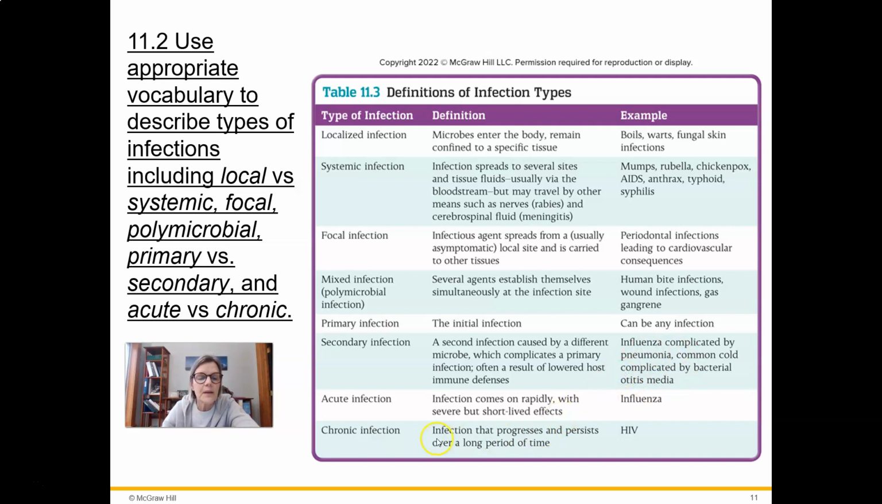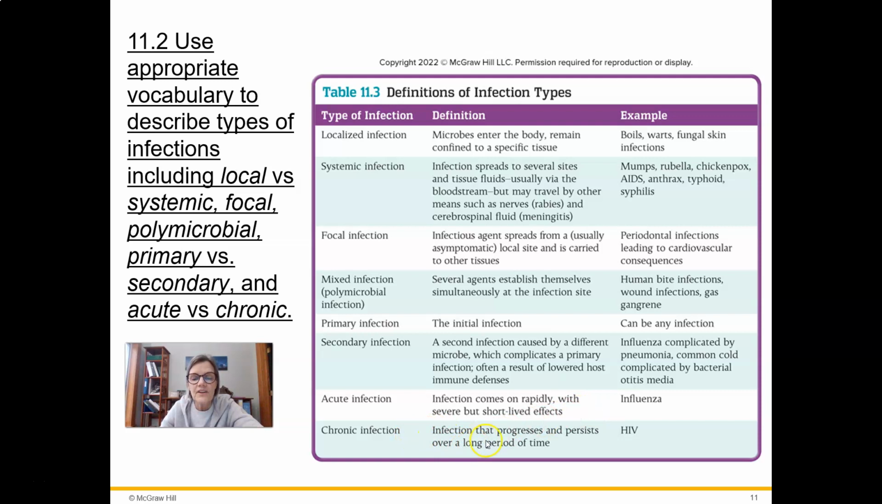And then the last pair of vocabulary, acute versus chronic infection. An acute infection, and this is most of what happens with our infectious disease. You get an infection, it comes on rapidly, and you get signs and symptoms of disease, and you get sick, but then it's short-lived and goes away. So, anything, influenza, cold, that kind of thing.